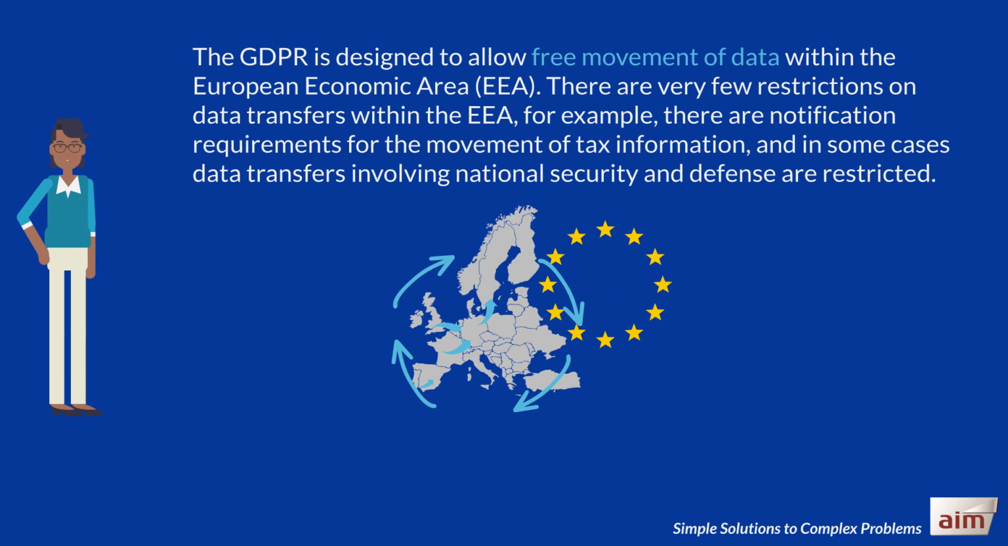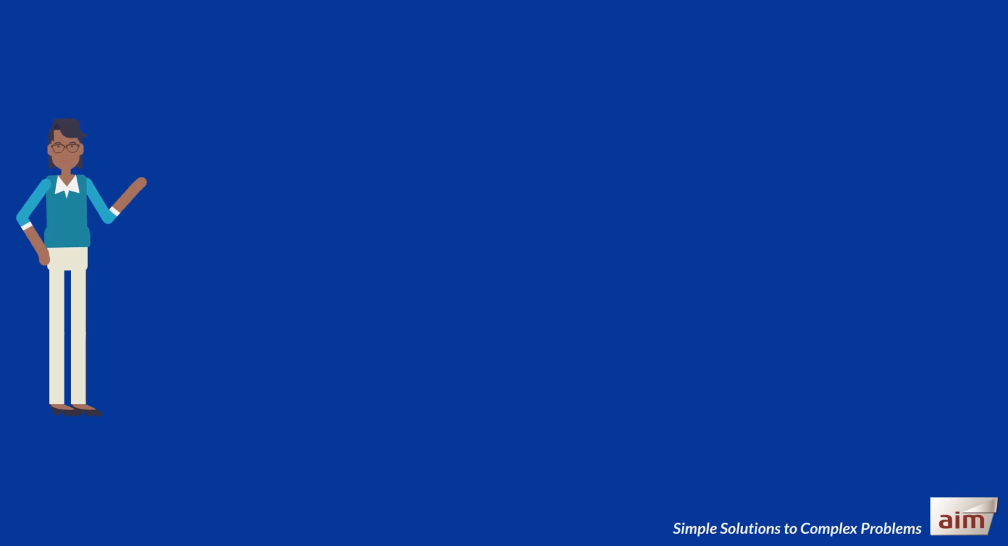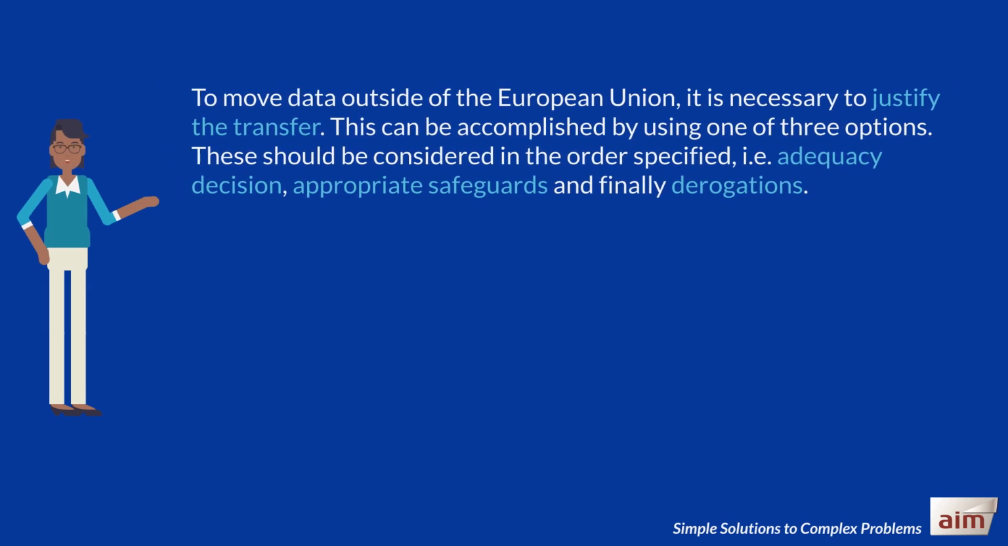The GDPR is designed to allow free movement of data within the European Economic Area, EEA. There are very few restrictions on data transfers within the EEA. For example, there are notification requirements for the movement of tax information, and in some cases data transfers involving national security and defense are restricted. Note, the EEA consists of the 27 members of the European Union, and 3 members of the European Free Trade Associations. To move data outside of the European Union, it is necessary to justify the transfer.